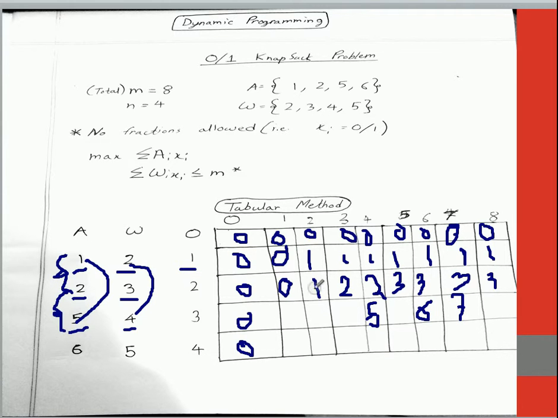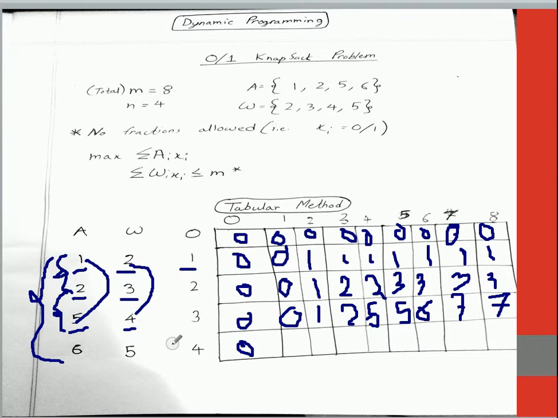Now all we need to do is fill up the rest. So this will get 7. This will get 5. And these will get 2, 1, 0. I hope I'm doing it right. And then we have the last one.